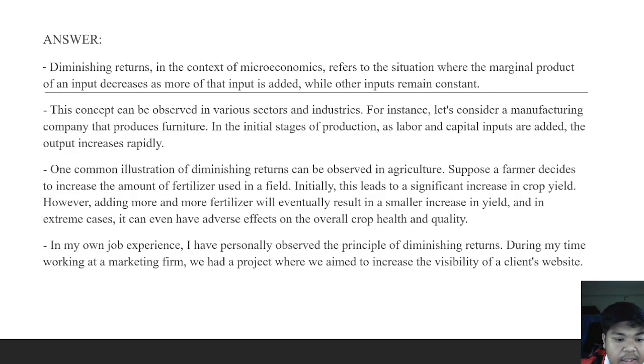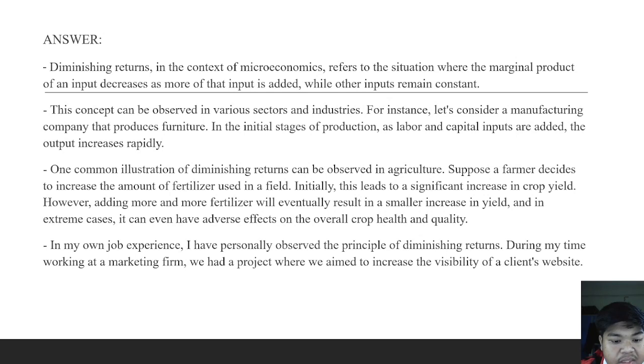The answer is that diminishing returns in the context of microeconomics refers to the situation where the marginal product of an input decreases as more of the input is added, while other inputs remain constant. It is a concept that highlights the idea that adding more of a specific input eventually leads to decreasing incremental output.